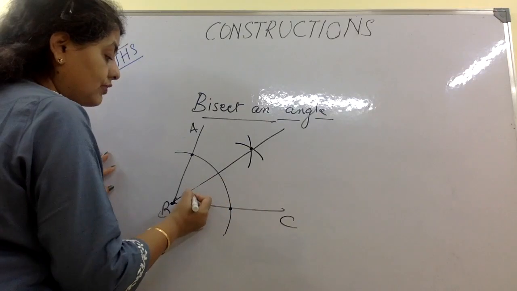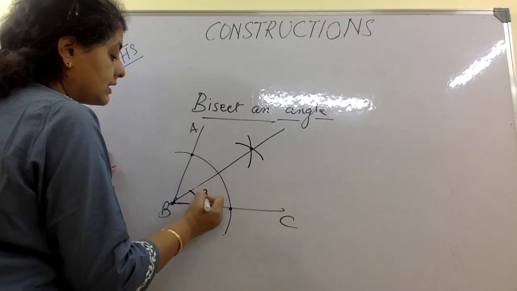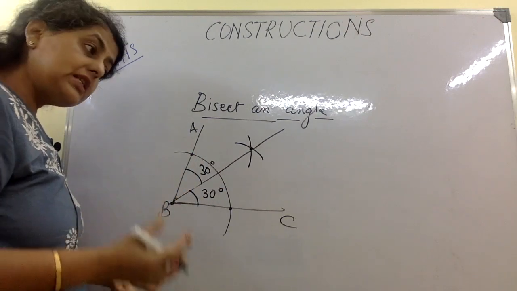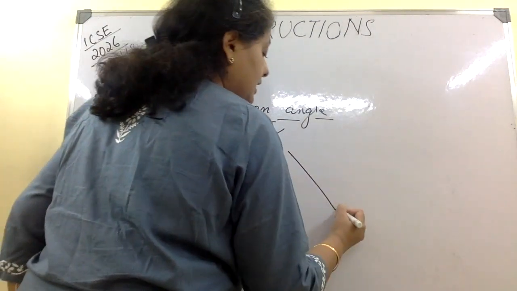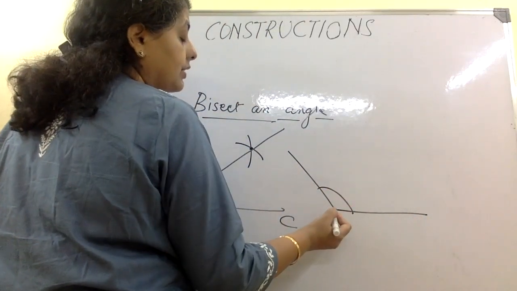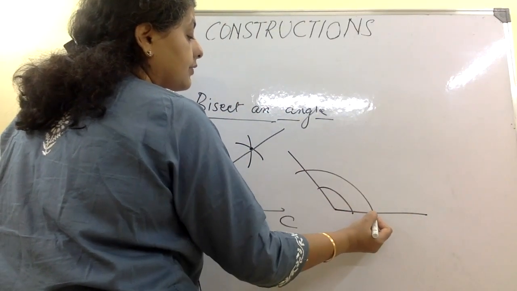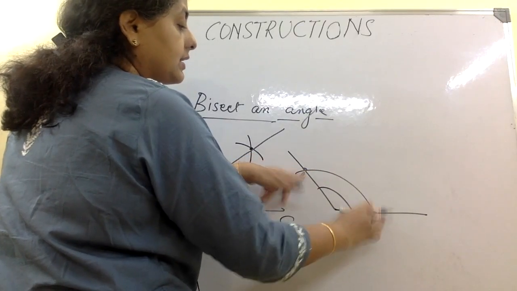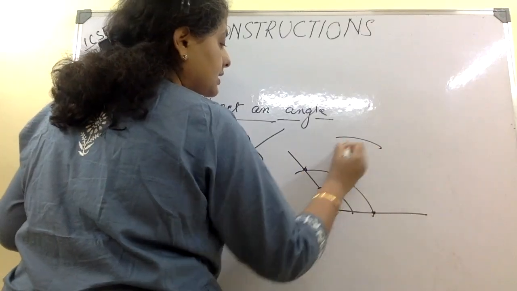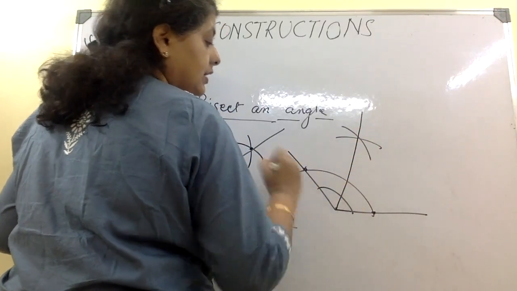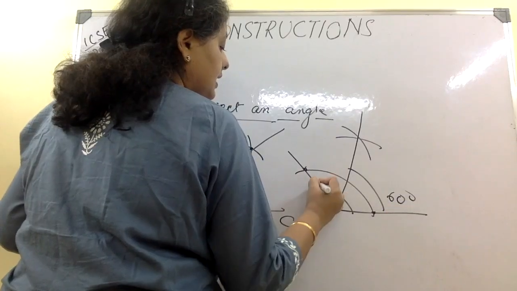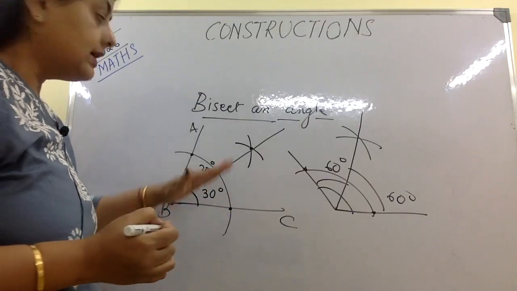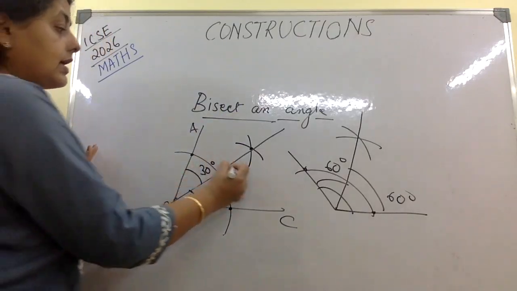Here if this angle was a 45 or supposing it was a 60, then I get a 30 degrees and a 30 degrees. It applies for obtuse angles also. If supposing I have a 120 degree, then from here I'll have to measure this opening, fix it here and bring the pencil till here, and then with the same radius cut arcs like this, join. I get my 60 degree and my 60 degree. This is called bisecting an angle. This line is called the angular bisector.